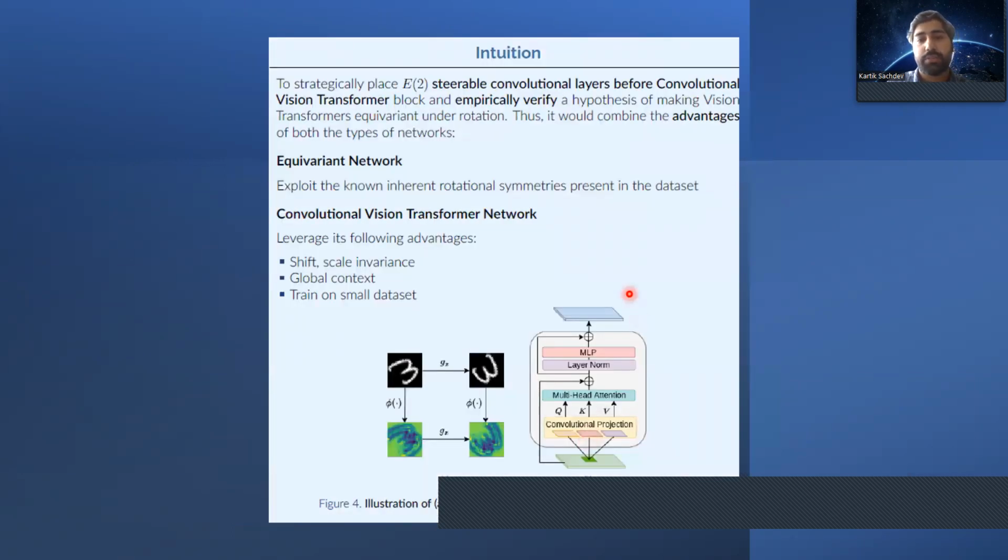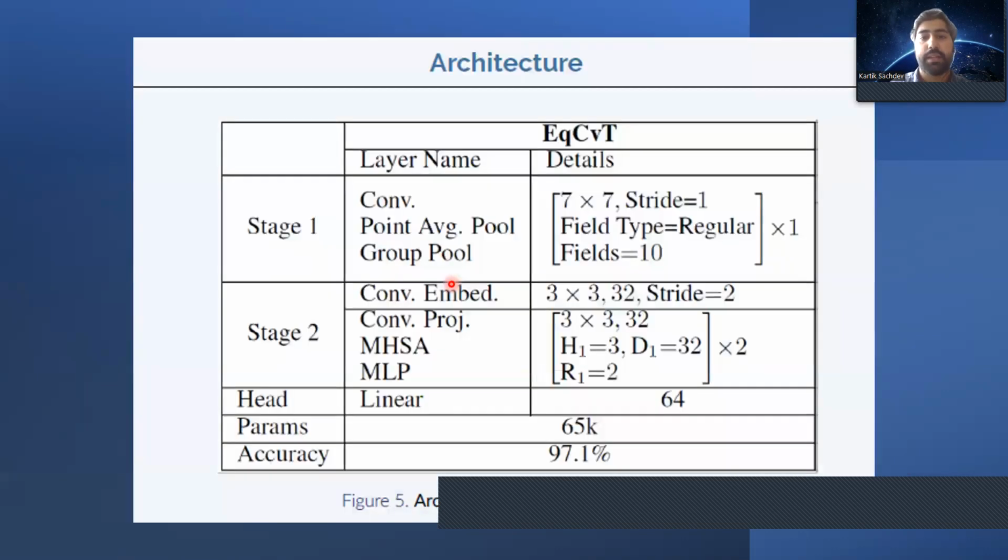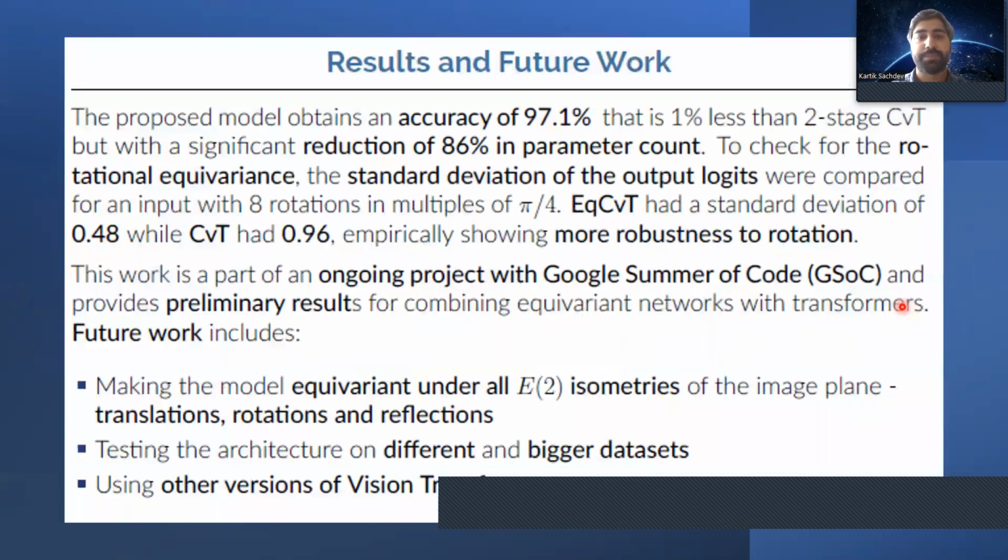So the intuition is to have the advantages of both equivariant networks and convolutional vision transformers. With an equivariant network, we would be able to exploit the inherent rotational symmetries present in the dataset. And with convolutional vision transformers, we would have shift and scale invariance, global context because of self-attention, and the ability to train on a smaller dataset. And this is the architecture which was proposed.